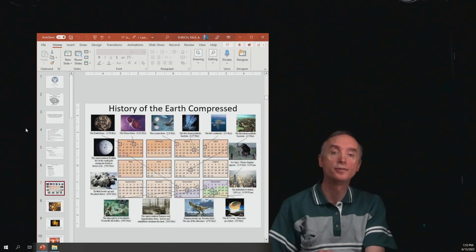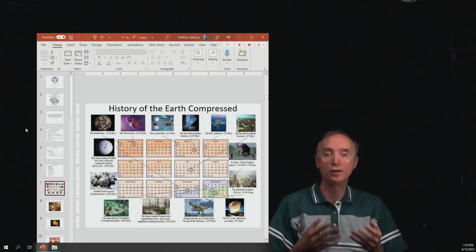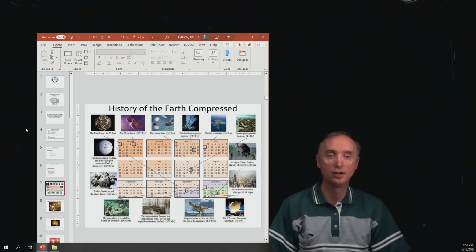So this just shows you if the history of the Earth was compressed into one calendar year, then when would all these events be occurring? You're not responsible for this on the exam.